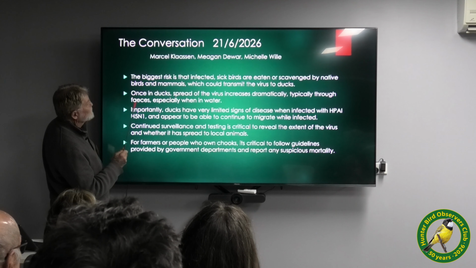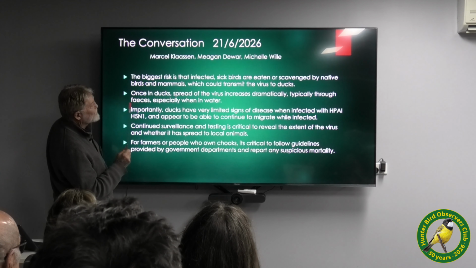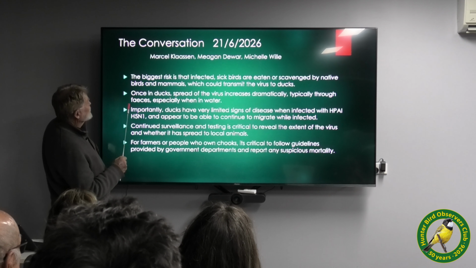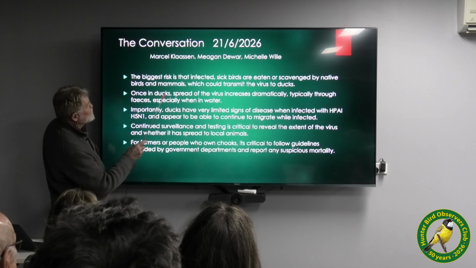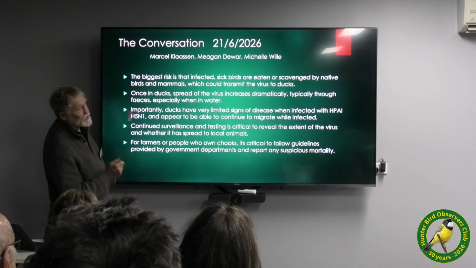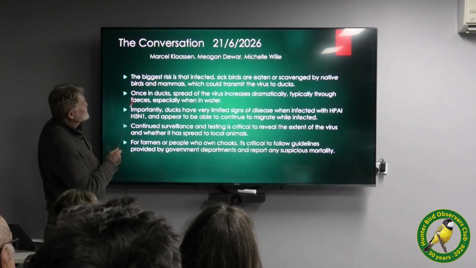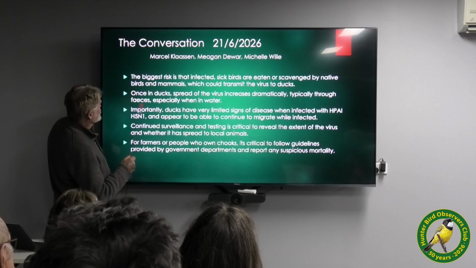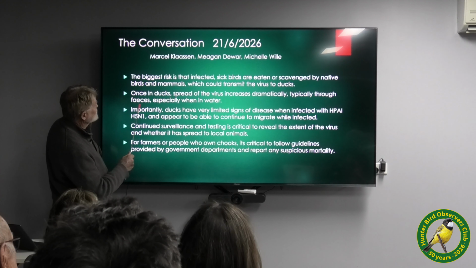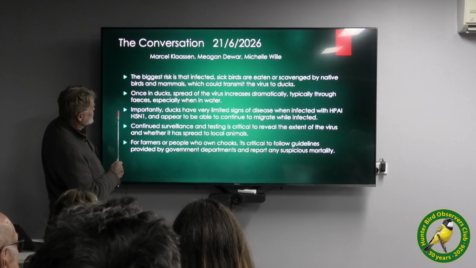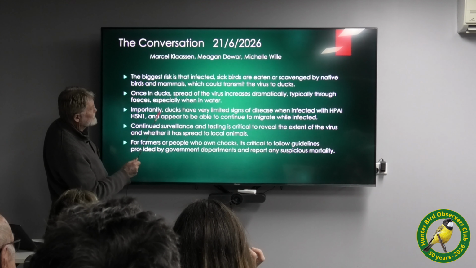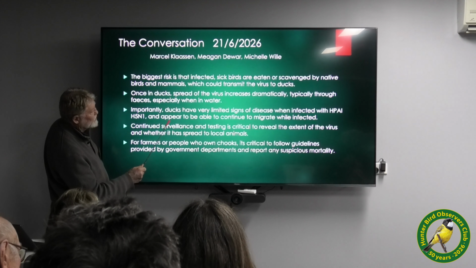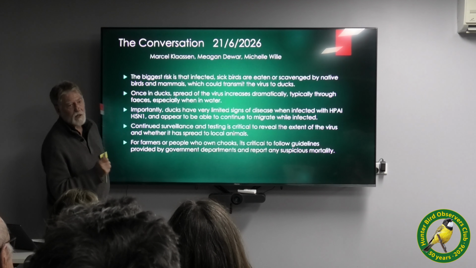Biggest risk is that infected or sick birds are eaten by scavengers, birds and mammals, which could transmit the virus to ducks. Once in ducks, the spread of the virus increases dramatically, typically through feces, especially in the water. Importantly, ducks have very limited signs of disease when infected and appear to be able to continue to migrate.